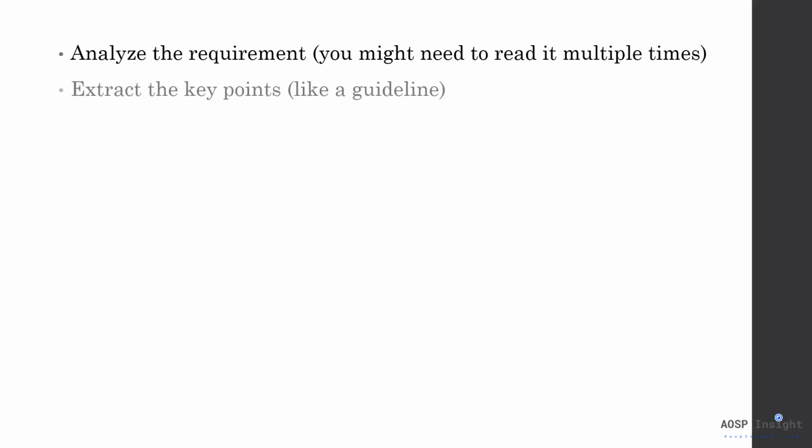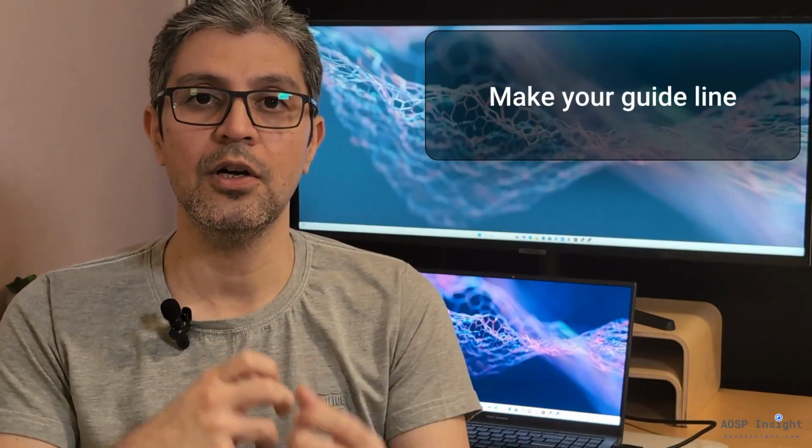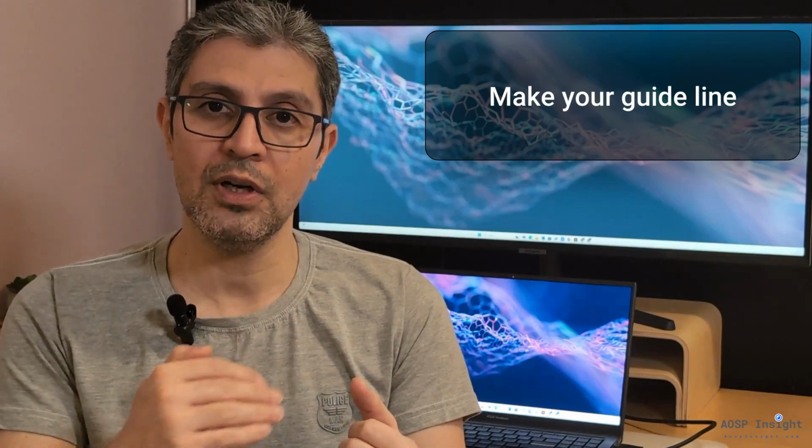The second step is extracting the key points. There are some signs in the code assignment that can show you what the interviewers or the company are looking for. Analyze the information, and afterwards try to extract the key points, and they will work as a guideline for you when you are developing.